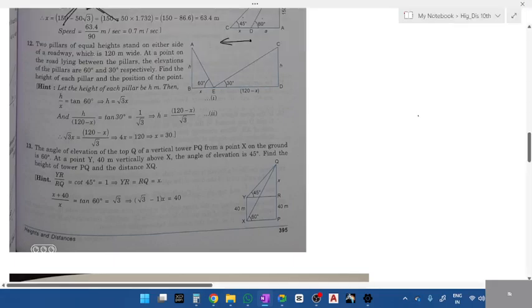Okay, next one. 12th question. Two pillars of equal height stand on either side. What is the height of the pillars here? What are the pillars here? Unmute and answer, students. What are the pillars? AB and DC. Their heights are the same. Height is the same. They have taken it on a roadway which is 120 meters wide, right? So which is 120 meters wide, students? Tell me the value for 120 meters.